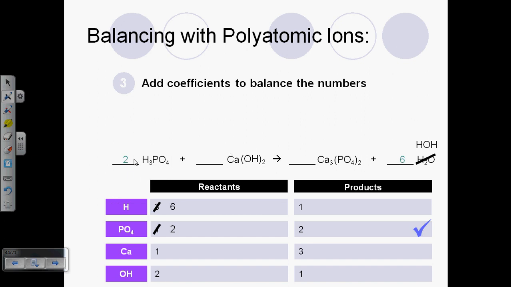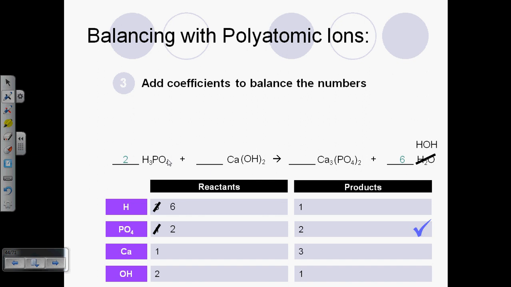So we're going to put a 2 here to get our PO4 balanced on this side and this side. And now we have 2 PO4 on each side. When we did that, we now have 6 hydrogen. So we need to put a 6 on this side to balance our hydrogen. See, I just did it out of order and I goofed up. So now we go back, start again.